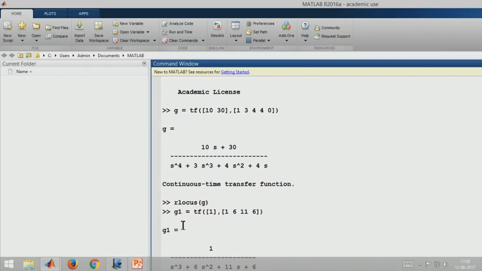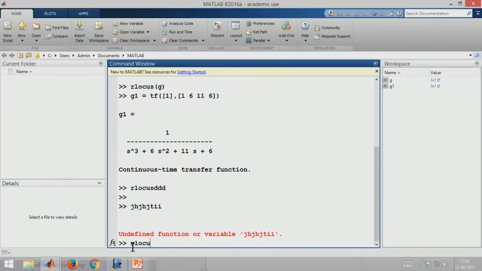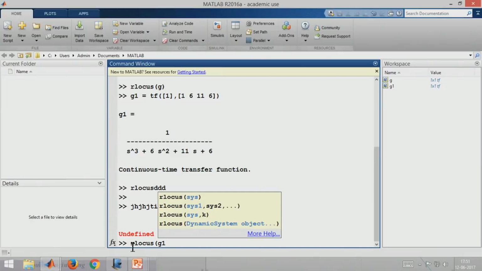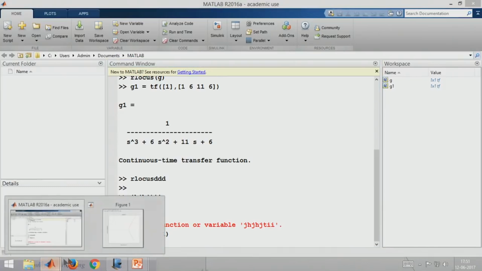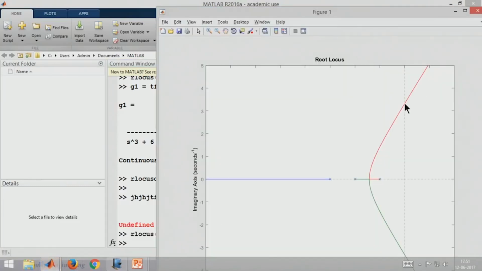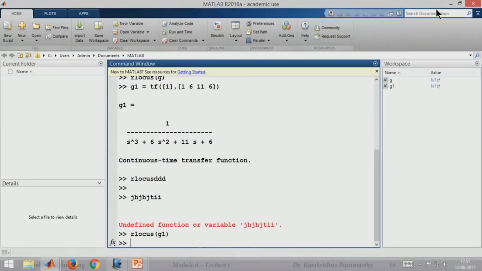I would want to draw the root locus of G1 and let us see how it looks. This is almost like what I had drawn. You see at a gain of roughly around 60, my system is on the verge of instability. So from 0 to 60 the system is stable, otherwise the system is unstable.